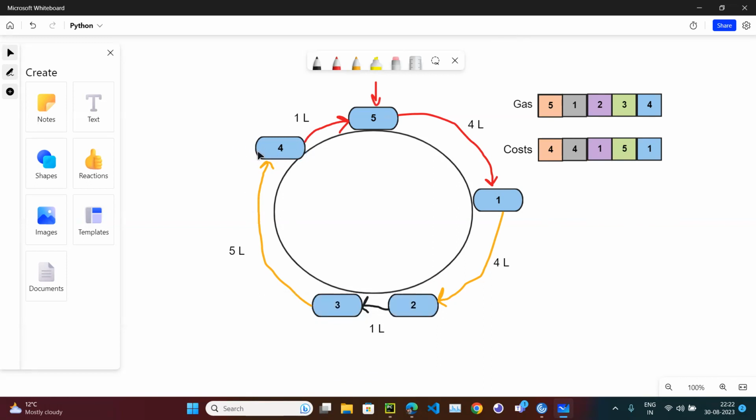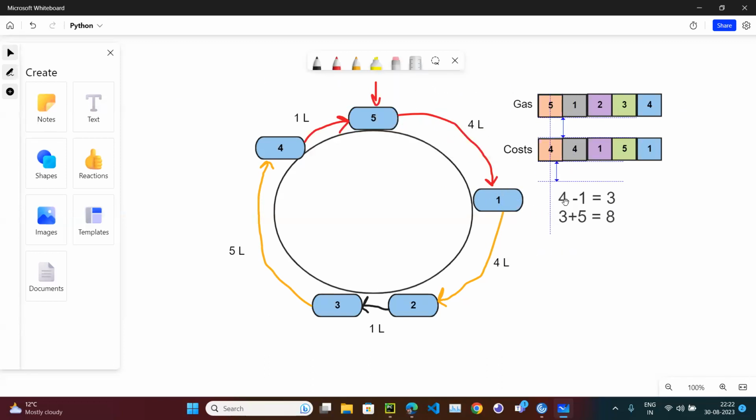Okay, so will 4 be my starting point? Let's try. We are here, and we have 4 liters of gas. We reach here. We already spent 1 liter in between, so we have 3 liters left. But at this gas station, we can fill 5 more. So 3 plus 5 is equal to 8. Now here we have 8 liters of gas. Can we move to the next station? Yes, I can move to the next station.